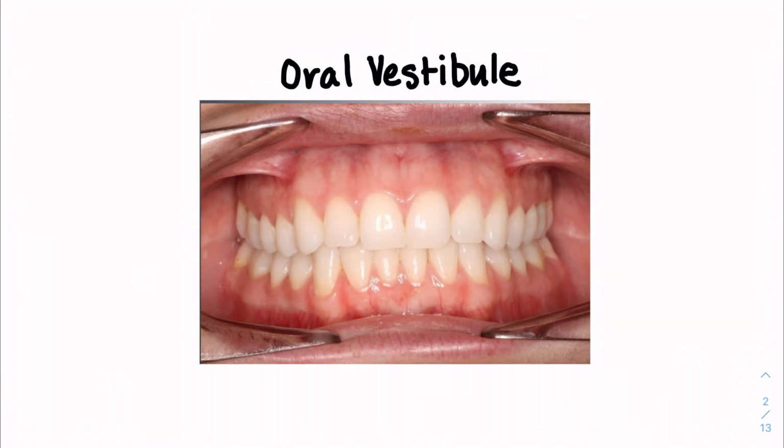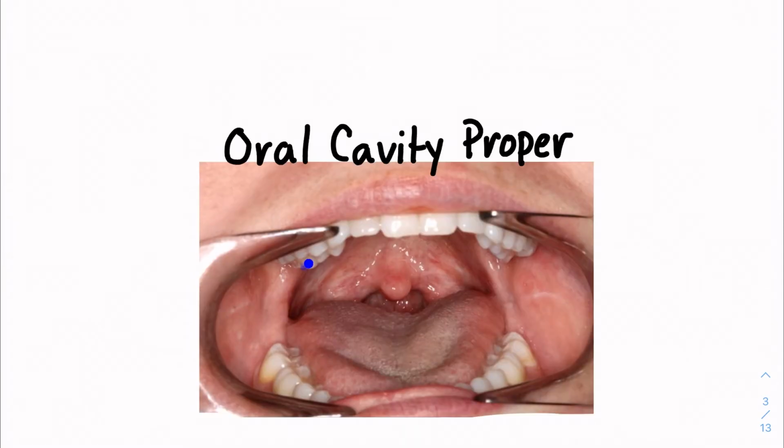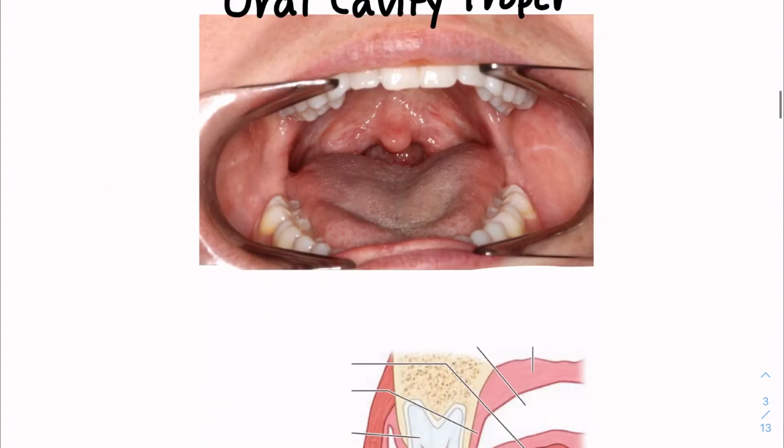The lips are muscular folds which assist in speech and ingestion. They are covered externally by skin and internally by mucosa, which is a mucous membrane that lines the entire digestive tract. We will discuss oral mucosa in our upcoming lecture. The oral cavity proper is located posterior and medial to the teeth and is occupied by the tongue. The oral cavity proper communicates with the oropharynx posteriorly.